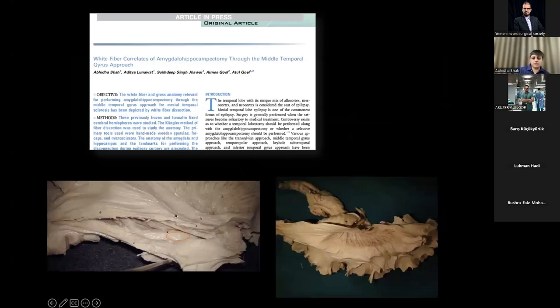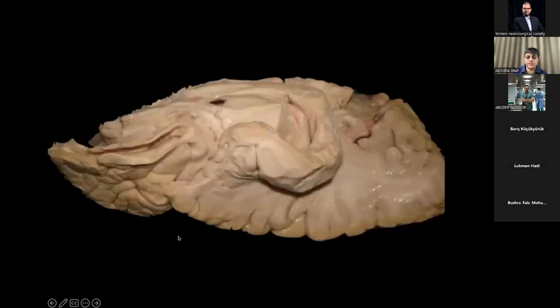And this is our paper on the subject. Here you can see this is the area that is safe to enter. Now there are other limbic circuits that form the limbic network.